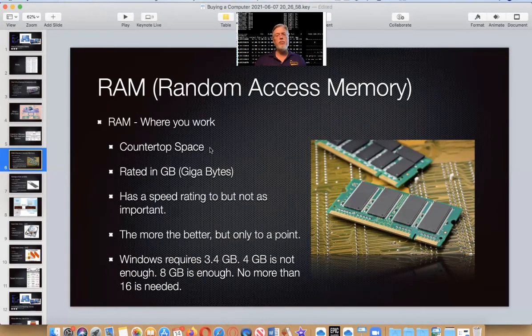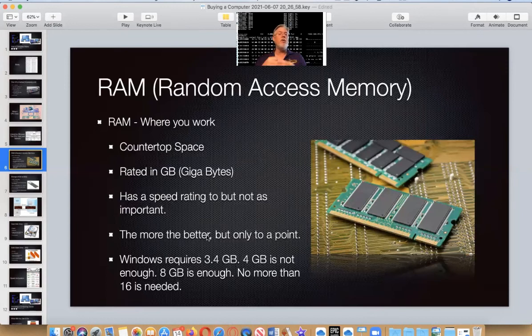As soon as you double click a picture to look at, that's copying it from your storage into your countertop space where you can look at it and work on it. If you load up 10,000 photos, you're going to start to run out of countertop space, right? Now, you need to know it's rated in gigabytes, so it'll be listed as GBs. It also can be rated in terabytes, but you shouldn't be buying any memory that big. You don't need that. It does have a speed rating, but it's not as important as making sure you have enough. And generally, the more the better.